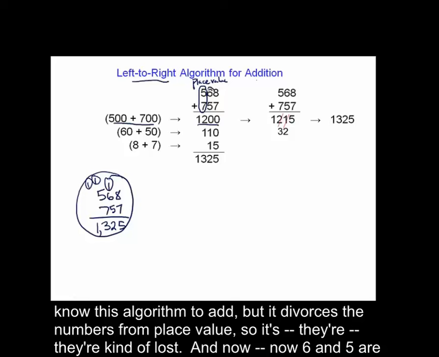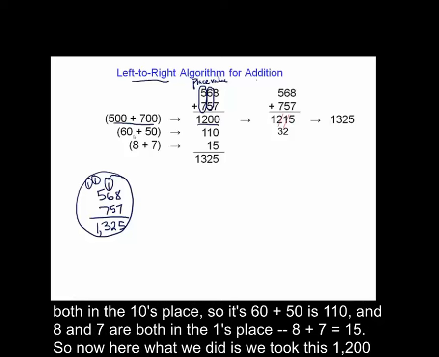And now 6 and 5 are both in the tens place, so 60 plus 50 is 110. And 8 and 7 are both in the ones place. 8 plus 7 equals 15.